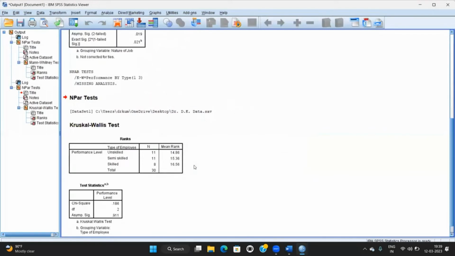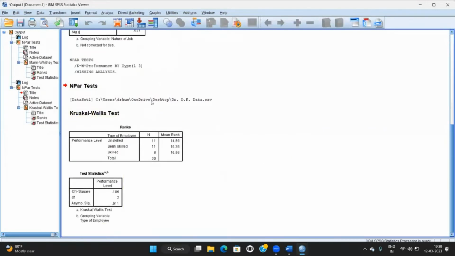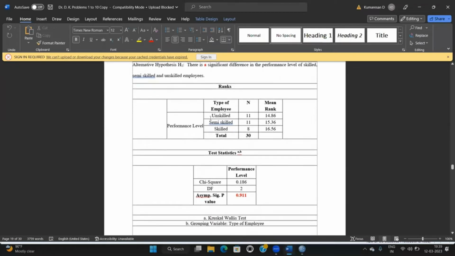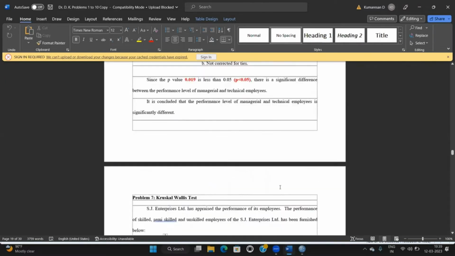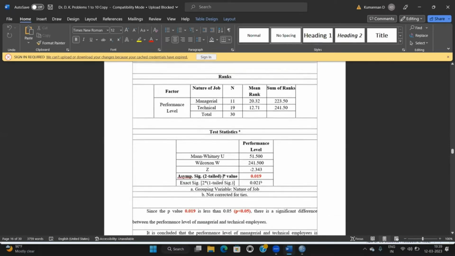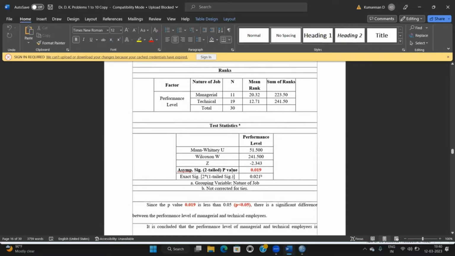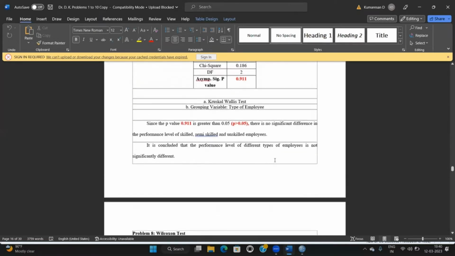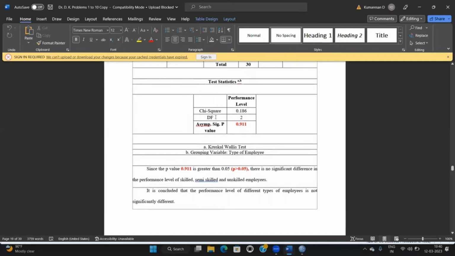Straight away you can click OK. So these are the results. Let me come to the Word document. See here. First table contains, as usual, descriptive. Second one, test results. Earlier, Mann-Whitney measure was given, Wilcoxon measure was given, Z score was given, p-value was given, then exact p-value was given in the case of Mann-Whitney U test. But here, chi-square value is given, degrees of freedom is given, p-value is given.